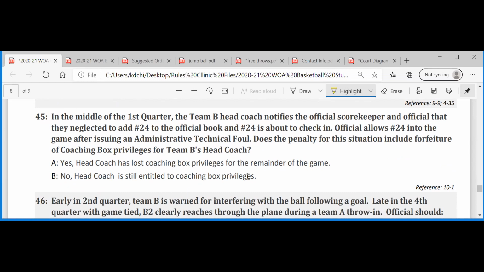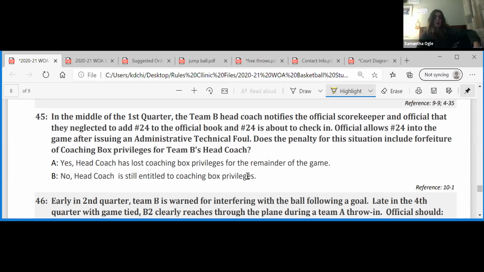So in the middle of the first quarter, the B head coach notifies the official scorekeeper and official that they neglected to add number 24 to the official book, and number 24 is about to check in. Official allows number 24 into the game after issuing an administrative technical foul. Does the penalty for this situation include forfeiture of coaching box privileges for Team B's head coach?